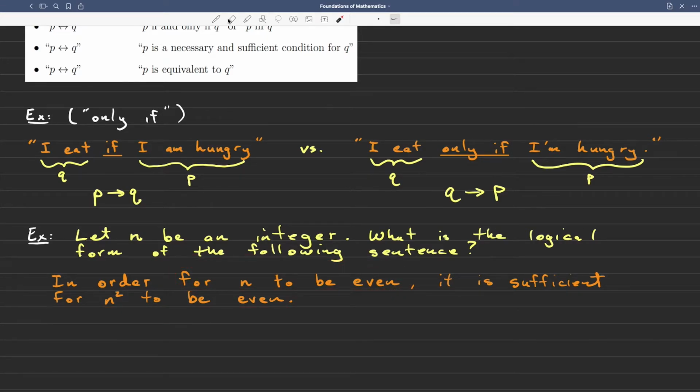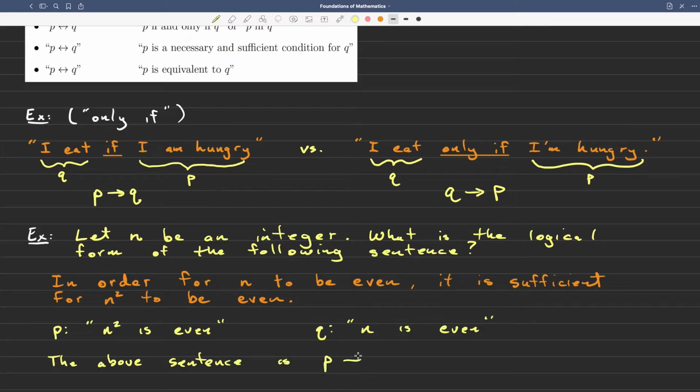So what this sentence really translates out to is, if we put P to be the statement n squared is even, and Q is the statement n is even, then the above sentence is P implies Q. If n squared is even, then n is even.